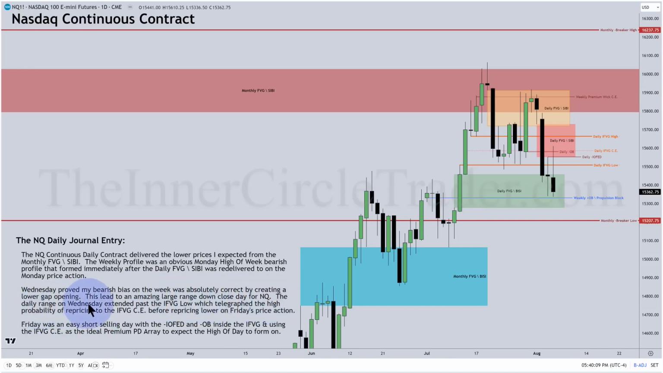The daily range on the Wednesday extended past the inversion fair value gap low, which telegraphed the high probability of repricing to the inversion fair value gap consequent encroachment before repricing lower on Friday's price action. That's saying this candle went below this candle's high, which is this inefficiency. So this inefficiency was a fair value gap. We went through it here. That makes this potentially an inversion fair value gap, meaning that it has a lot of probability that it's going to go up to the midpoint of it.